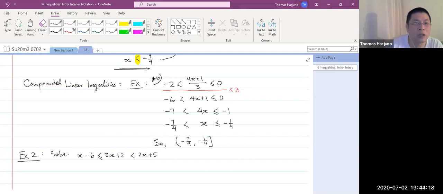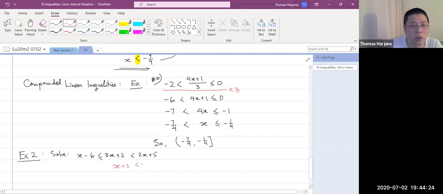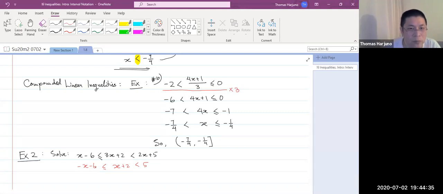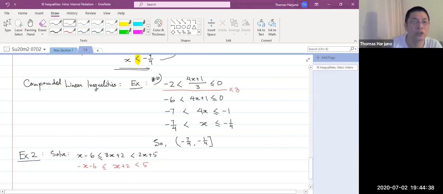Let's not write this down. Suppose you subtract by 2x, right? So this becomes x plus 2, and subtracting by 2x on the other side, it becomes 5. But when you subtract by 2x, this becomes negative x, right? You cannot have only x in the middle. However you massage this, you will always have at least two sides that have x in there. So instead of attacking these compounded linear inequalities at once, I will attack them in two steps: the first inequality and the second inequality.